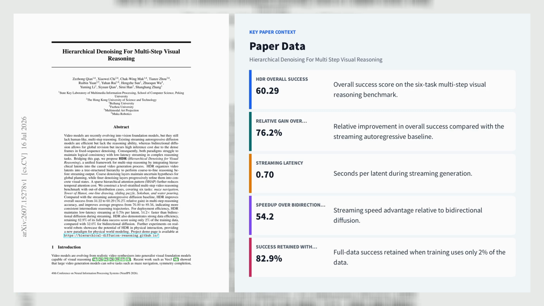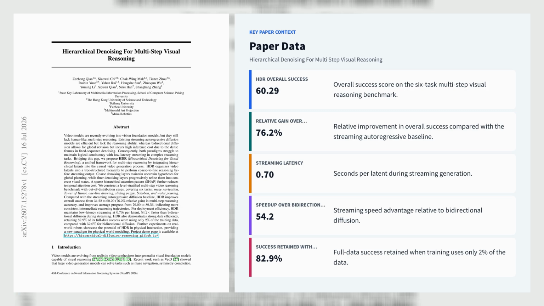On a 370 video benchmark spanning maze navigation, Tower of Hanoi, one-line drawing, sliding puzzle, Sokoban, and water pouring, HDR raises overall success from 34.22 to 60.29, a 76.2% relative gain over causal forcing, while average progress reaches 89.56 from 76. Streaming latency is 0.7 seconds per latent, making HDR 54.2 times faster than bidirectional diffusion during streaming.